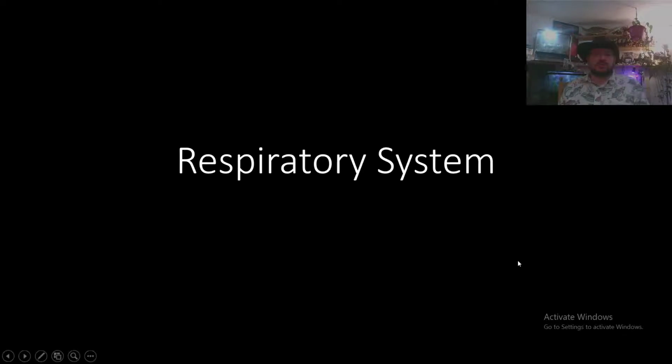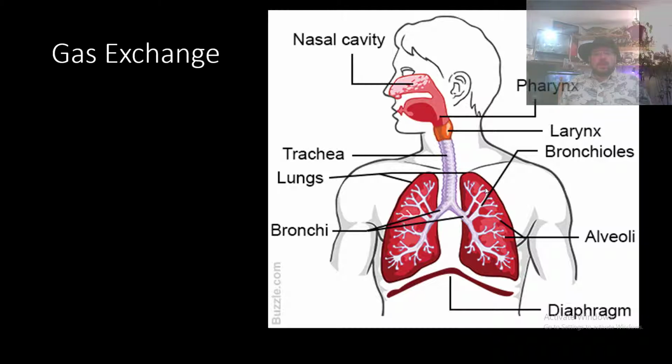Thirteen in the list, so on we go. The respiratory system is literally the system for gas exchange. We're going to be running through from the openings to the lungs, right? The whole purpose is to bring oxygen in and essentially carbon dioxide out.